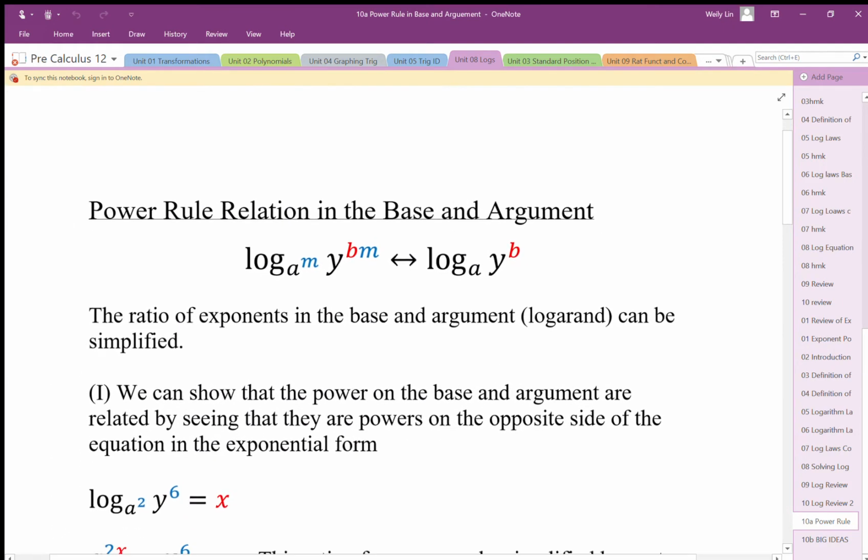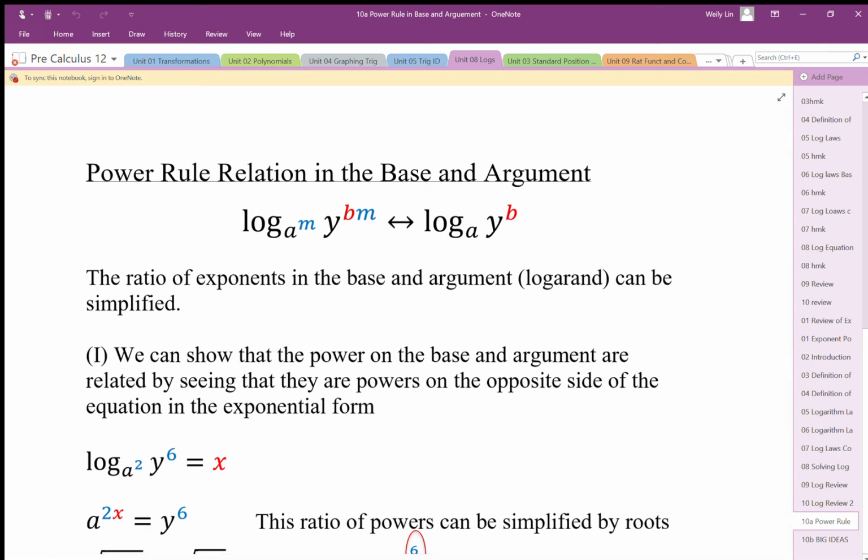So in some previous lessons, I had alluded to this power rule, how the base and the argument can be powered up together. Okay, so if I have base A, I can power that A by some factor of m, and power the argument by the same factor, and those powers balance each other off, and they're equivalent to what we started with. Okay, and the ratio of these powers can be simplified.